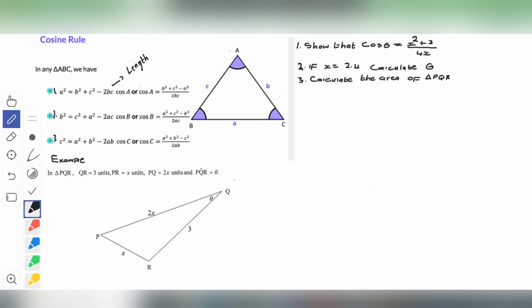Let's go to our triangle. Can you see that A is here, right? And this A is opposite to this angle here, which is angle A. And if you can check, we have A squared is equals to B squared plus C squared minus 2BC cosine of angle A. So they take the angle which is opposite to the side, right?